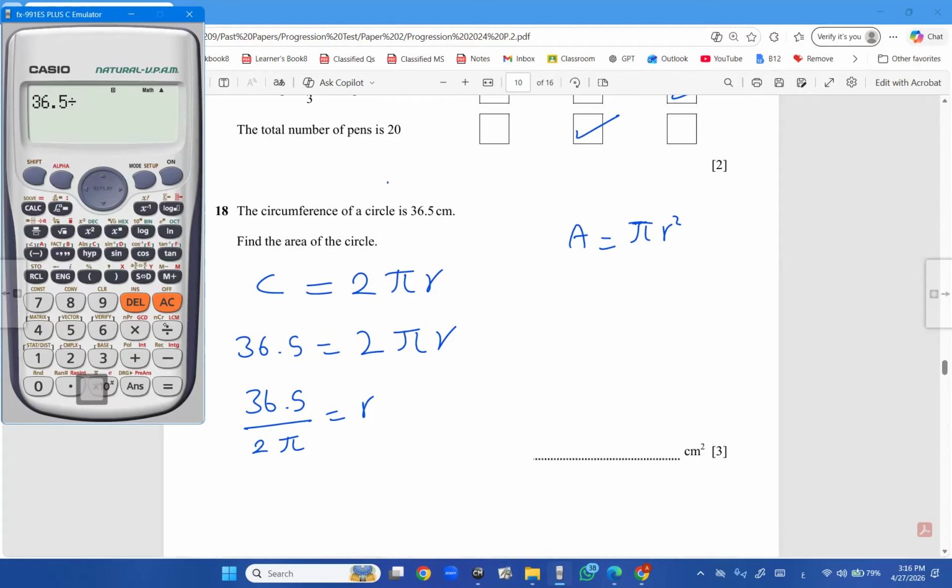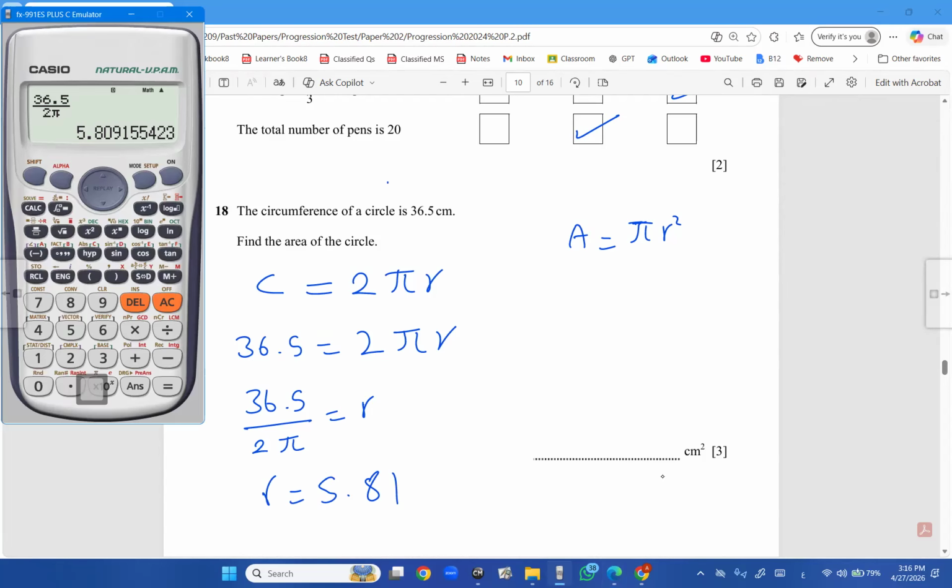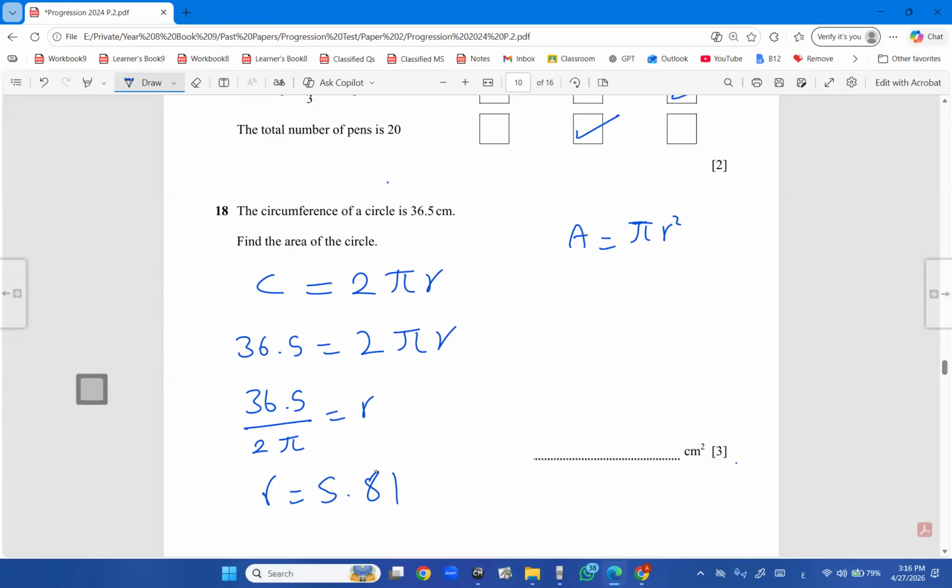Let's find it here on the calculator, so as not to confuse you. 36.5 divided by 2 pi, or if you wish to make it as a fraction, 36.5 over 2 pi, is also acceptable, which is equal to 5.8. You want to say 5.81 to be more accurate? Accepted. 5.81 is accepted as well. So the radius is 5.81. Rounding it to 2 decimal places, or you can say 5.8, is also accepted.